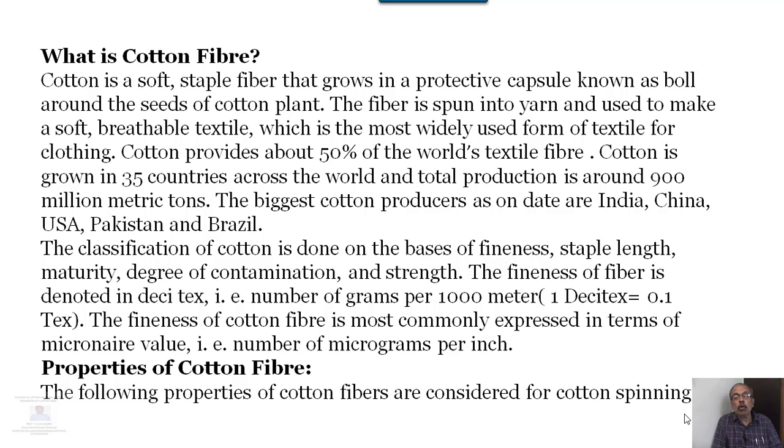The fineness of the cotton plays a very important role, and it is expressed in terms of micron here normally. So micrograms per inch. Normally it is expressed in indirect system. So what are the properties of these fibers and what kind of a role they play in making of the yarn, and what properties the yarn will acquire?